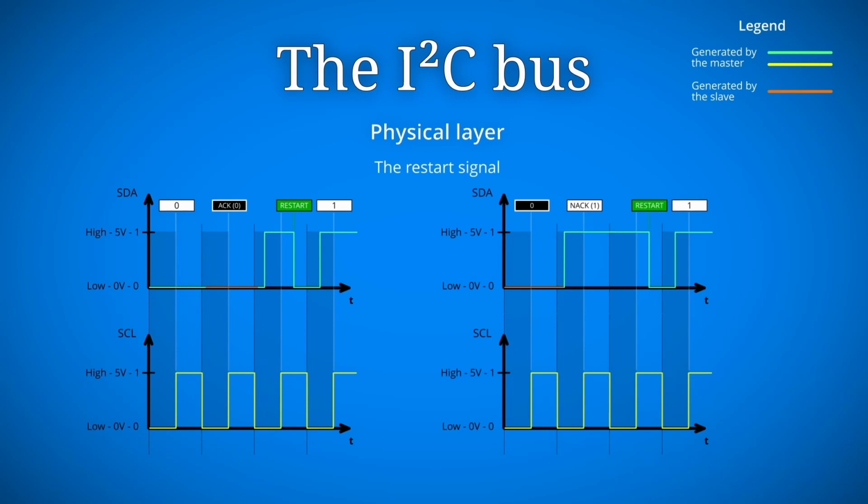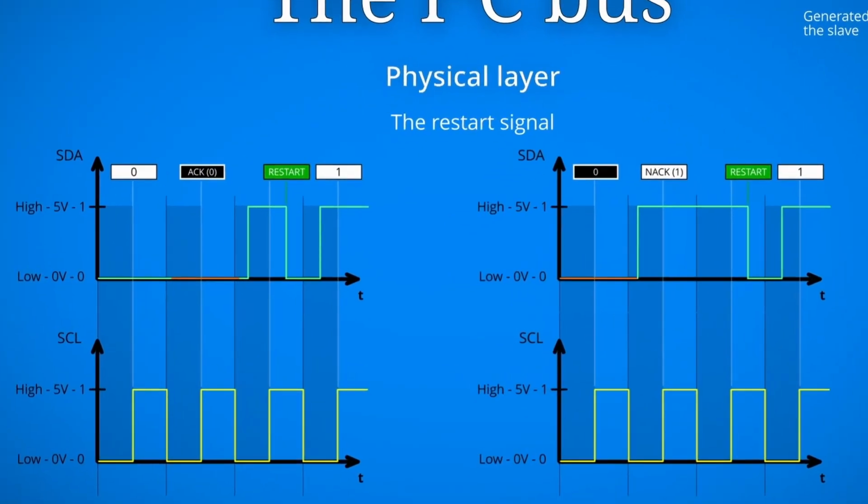The last signal to see is the restart signal. This signal is generated like the start signal by changing the state of SDA from high to low while SCL is in the high state. The restart signal is generated instead of the start signal when the preceding request has not been ended by a stop signal. The previous request was either a write or a read request.